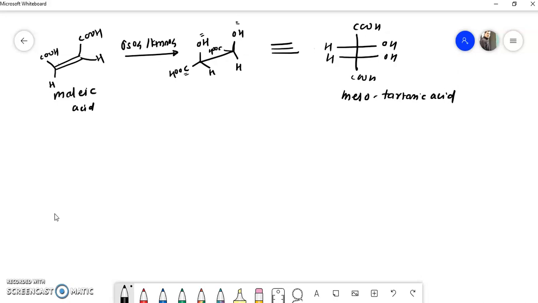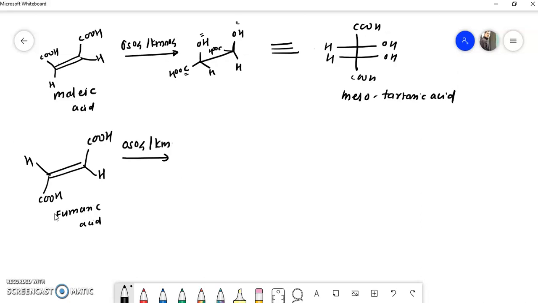Now if we take the starting material as fumaric acid, in fumaric acid the COOH groups are on the opposite side. Okay, so the name of this acid is fumaric acid. The difference between fumaric acid and maleic acid is only the position of this acid group. Here they are on the same side, here they are on the opposite side. So if we again do the hydroxylation of this fumaric acid in presence of osmium tetroxide or KMnO4, we get what we have seen in the last example.